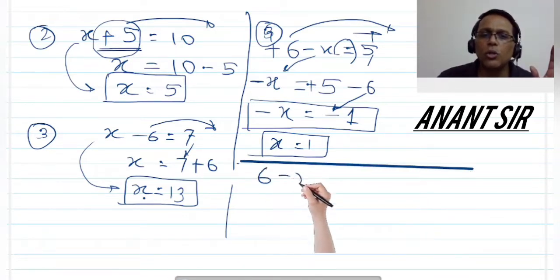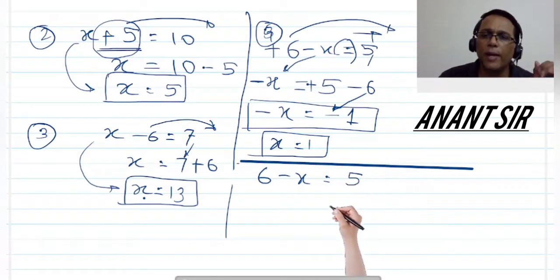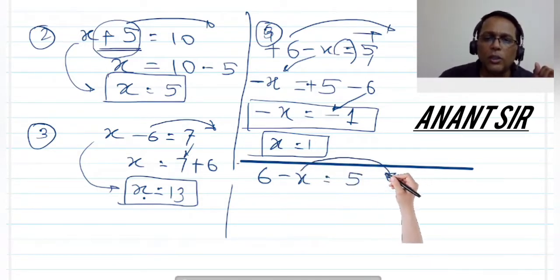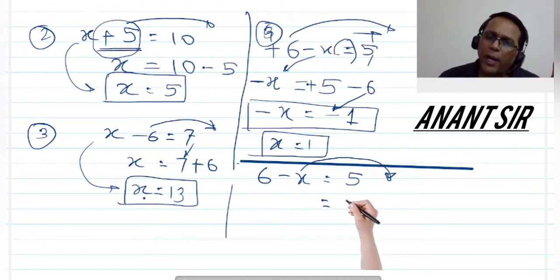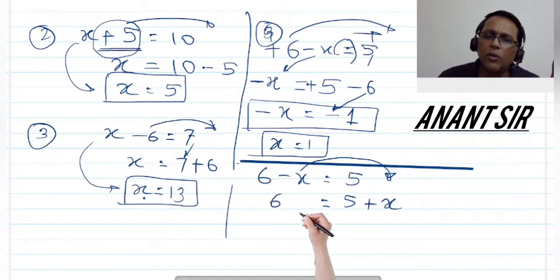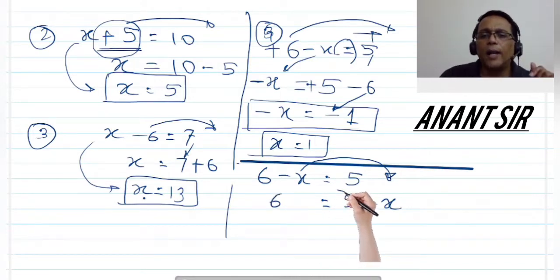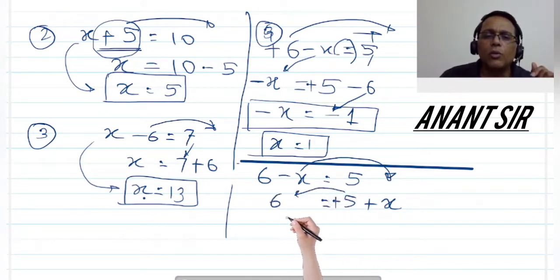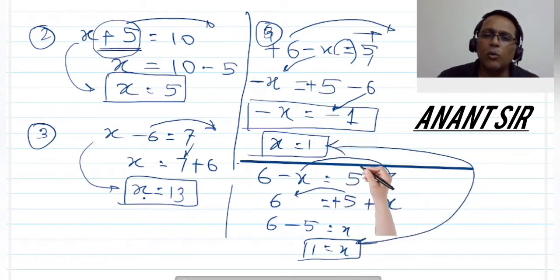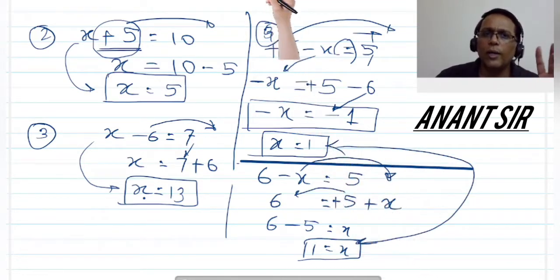The question was 6 minus x equal to 5. So what we can do? We can take this x to the other side, no? As it was minus, we will make it plus. So it will become plus 5 plus x, 6 will remain as it is. And then we will take 5 on the other side, it was also plus, so it will become minus. And then we will get the answer as x is equal to 1. See, the answer is going to be the same, it's not going to be different. So you can solve it both ways.